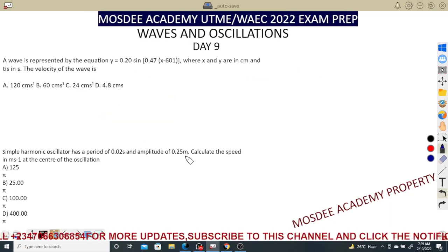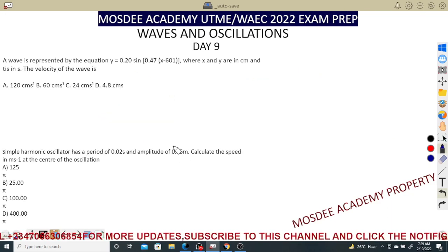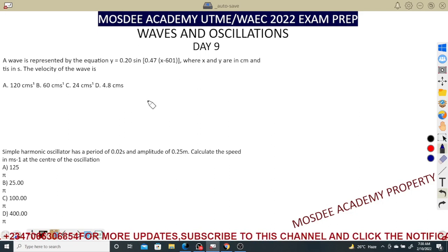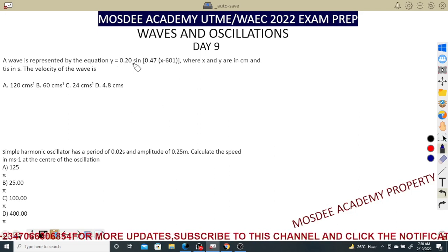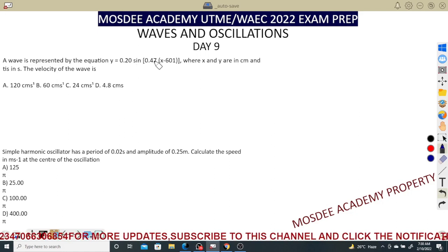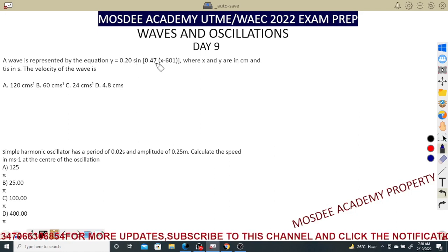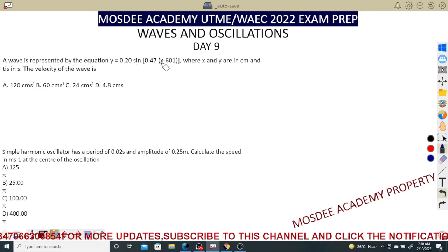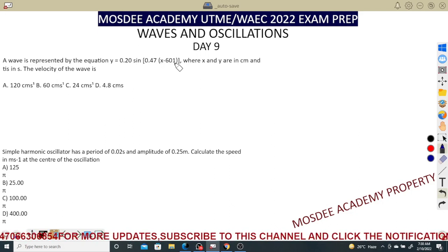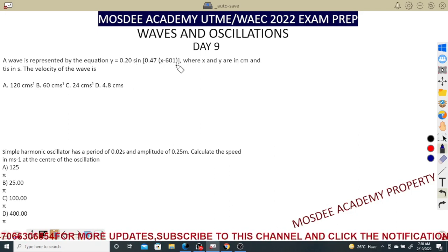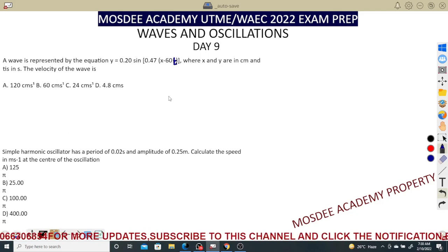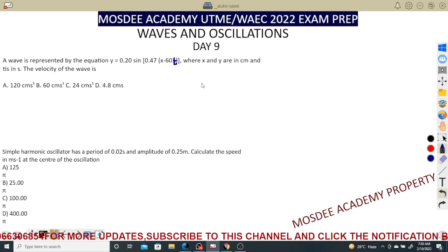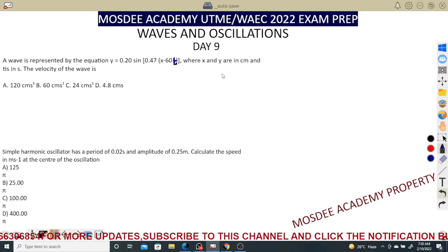The next question will be on the next page. Fine. About this question, we have a wave represented by the equation y equals 0.20 sine of, opening a bracket, 0.4 into bracket x minus, I cannot see this, I hope this is t. I'm not sure if it is t, but I think it should be t. Here x and y are in centimeters. The velocity of the wave is dash.